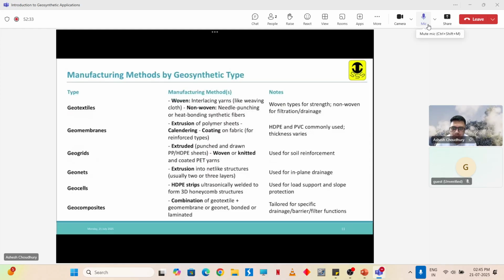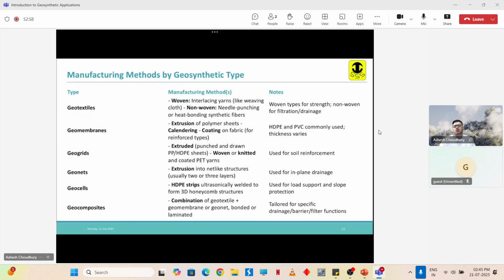Now let us discuss them very briefly. The first geosynthetic that we are discussing is the geotextile. For geotextile, as I said, we have two types: woven and non-woven. Woven geotextile is nothing but like our clothes, our textiles. That is very much woven. And non-woven is one more type of geotextile.